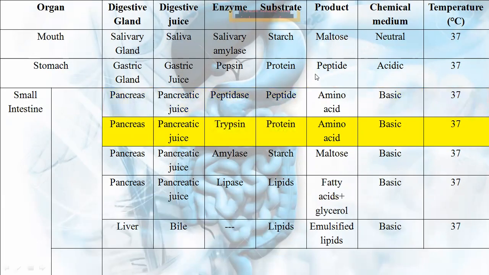Now, moving to the pancreas also, it secretes a juice called pancreatic juice that contains an enzyme called trypsin. So here trypsin works also on protein, but it doesn't give protein, it gives amino acid, which is the simplest form of protein. And the medium is basic, temperature is 37 degrees Celsius.